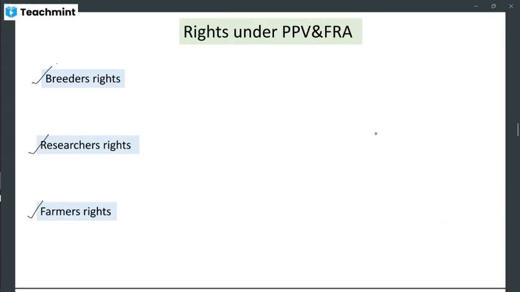So coming to breeder's right. Whoever might be the breeder, after getting his variety protected under PPV FRA, he will be given a certificate of registration that this variety has been protected under PPV FRA. The certificate of registration of a particular variety will be issued under the PPV FR Act. So what does this right mean for the breeder?